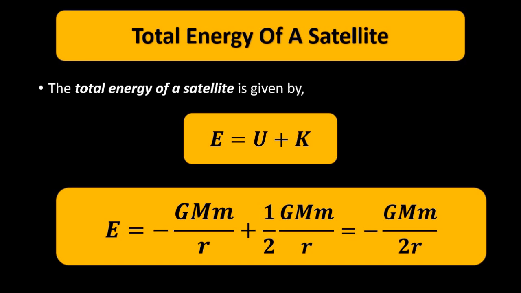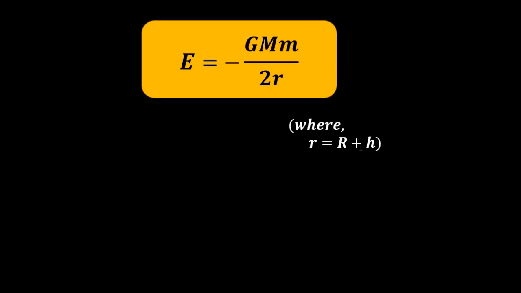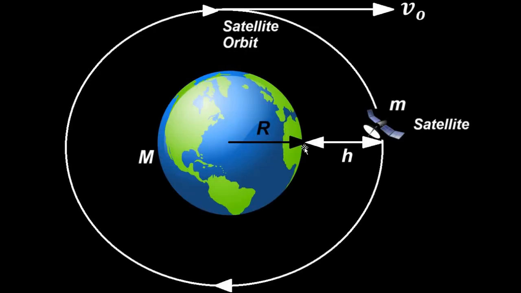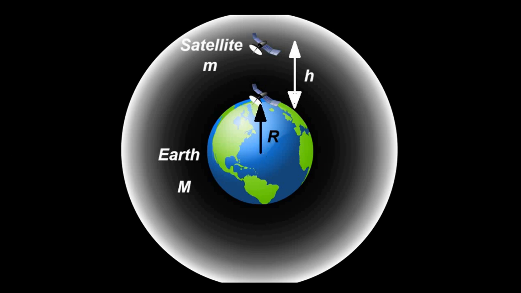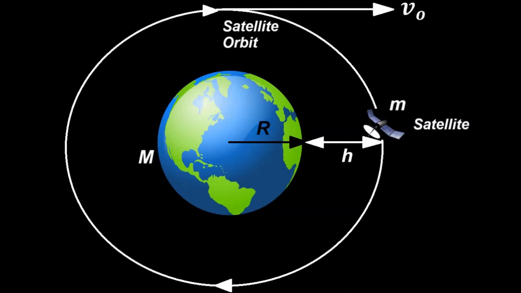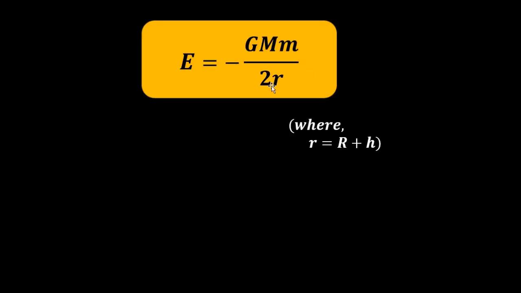Always remember, r is equal to capital R plus small h. In this discussion, small r is equal to capital R plus small h, where R is the radius of Earth and h is the height of the satellite above the surface of the Earth, so r is the total separation distance between Earth's center and the satellite. So the total energy of a satellite is given as this, minus GMm by 2r.